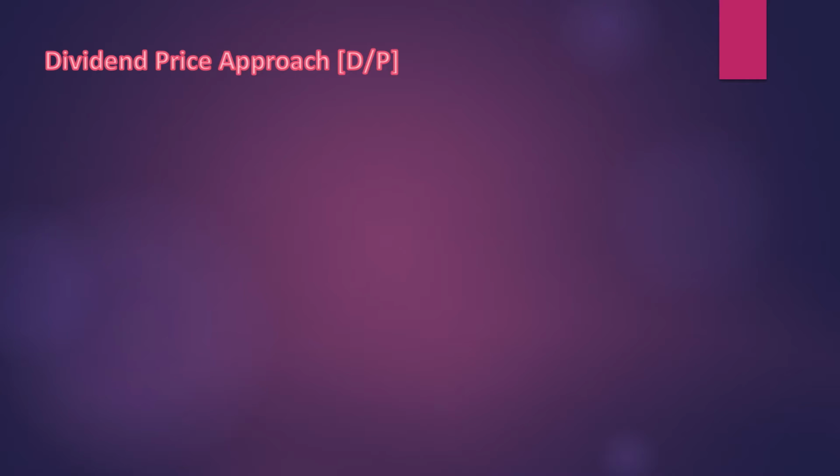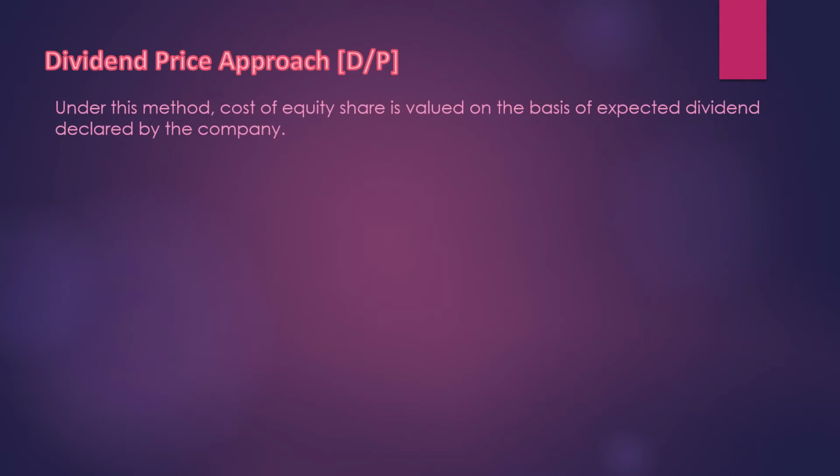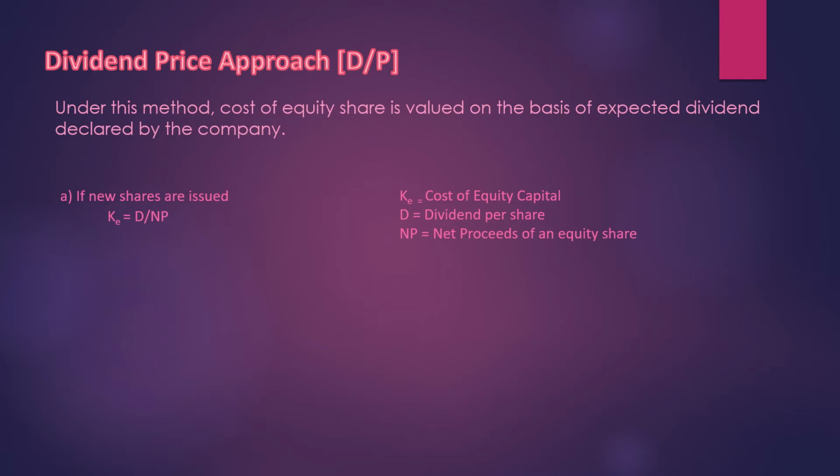Now I am going to discuss the dividend price approach or DP approach. So what is this approach? Under this method, cost of equity share is valued on the basis of expected dividend declared by the company. Here the first condition is if new equity shares are issued. Then according to this approach, the formula is K equals D by NP. Here K is the cost of equity capital, D is the dividend per share, and NP is the net proceed of an equity share.